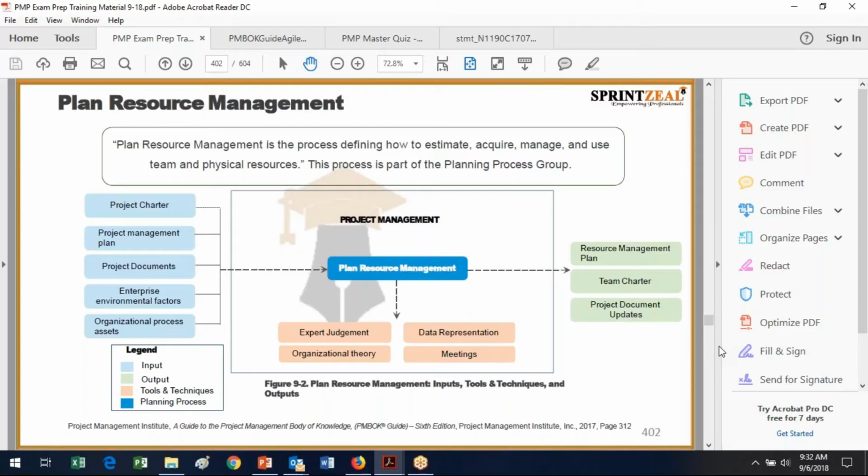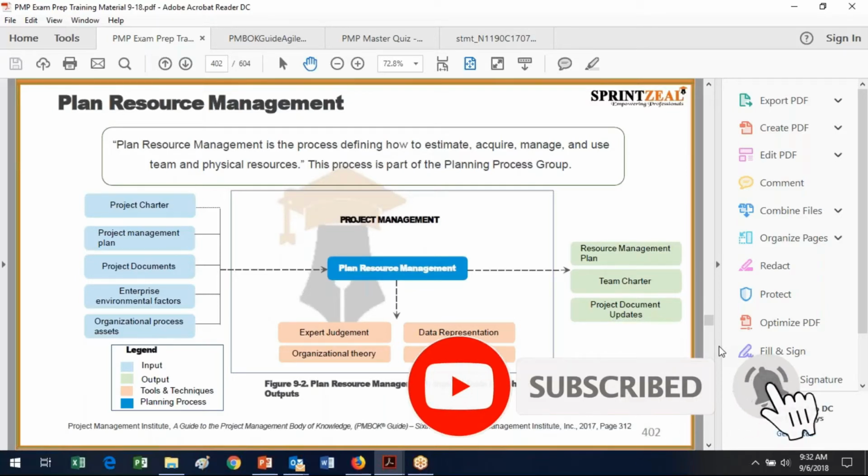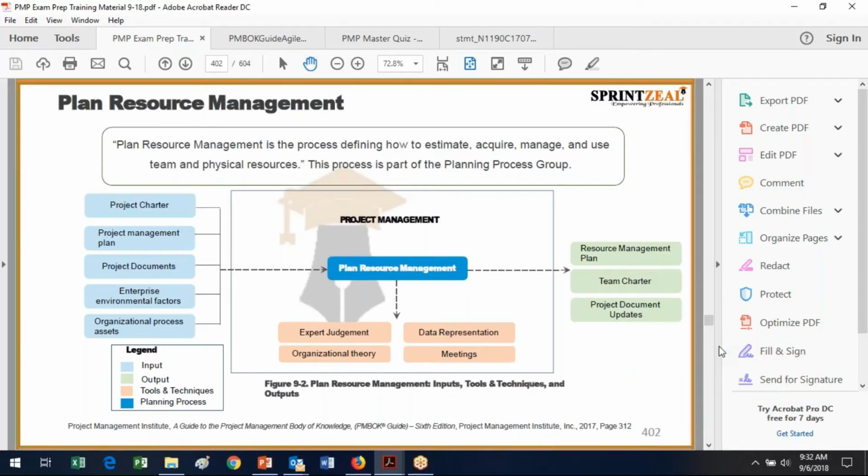So basically the tools and techniques, you're going to use your expert judgment, your data representation, and then you have your organizational theory. And in the next couple slides, we'll talk about how the organizational theory applies to this. And then, of course, you always have meetings. And if this was Project Management 101, somewhere we would talk about having good meetings, because otherwise it looks like PMI is just all about meetings, which they're really not. But often you have to have meetings. And then, go ahead. Question.